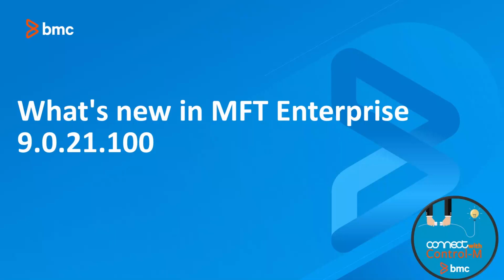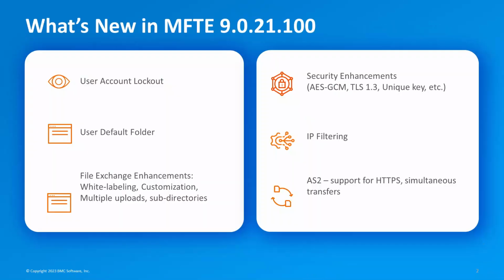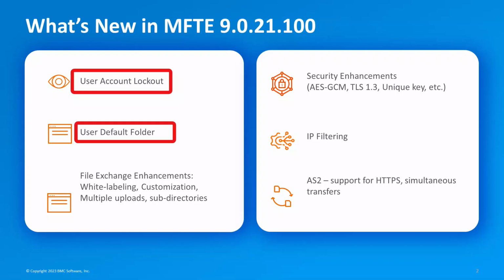Thank you, Trini, for the introduction. Today, we will be looking into what's new in MFT Enterprise version 9.21 Fixpack 1. As you can see in this list, MFTE 21 Fixpack 1 comes with a variety of new features, but today we will focus on user lockout, user default folder, and IP filtering. We will also explain the MFTE 21 Fixpack 1 compatibility with the rest of Control-M components.